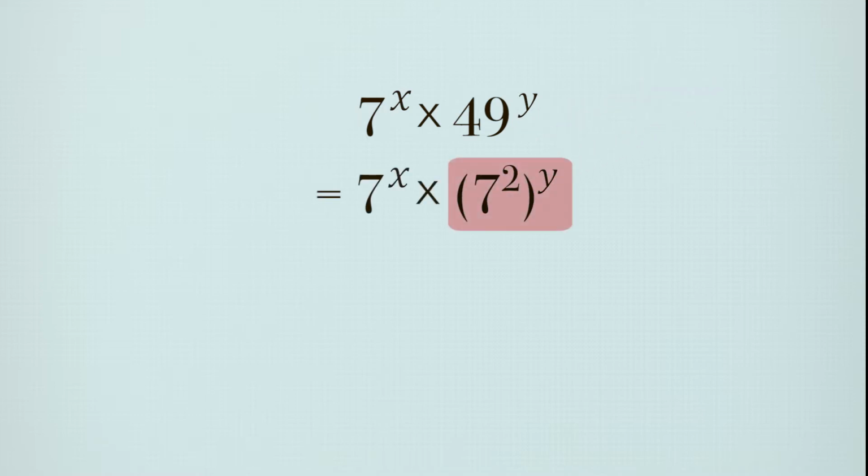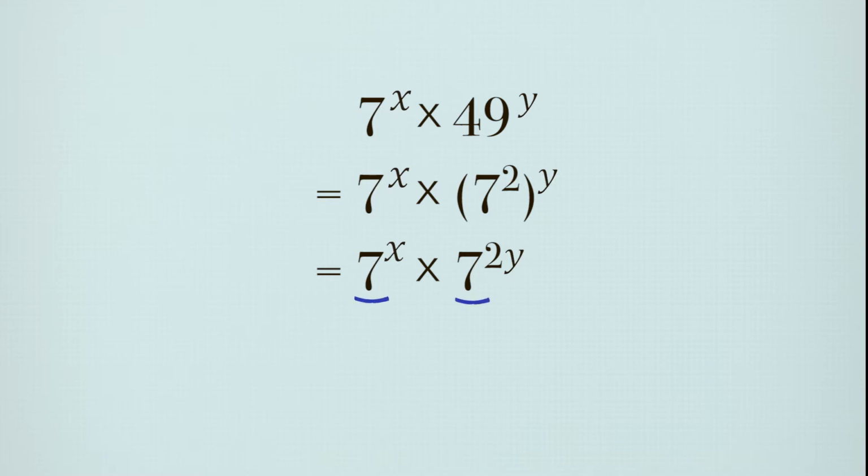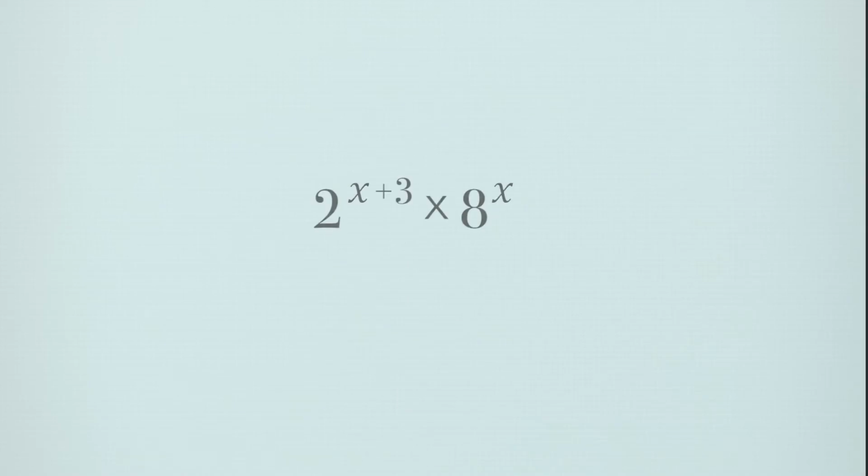Now, how to simplify this? We can use this law of indices. So multiplying the indices will give 7 to the power of 2y. Can you see that the bases are now the same? This means we can apply this law of indices and add the indices to get 7 to the power of x plus 2y.